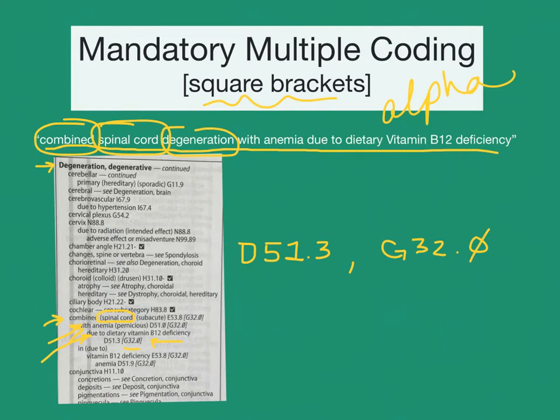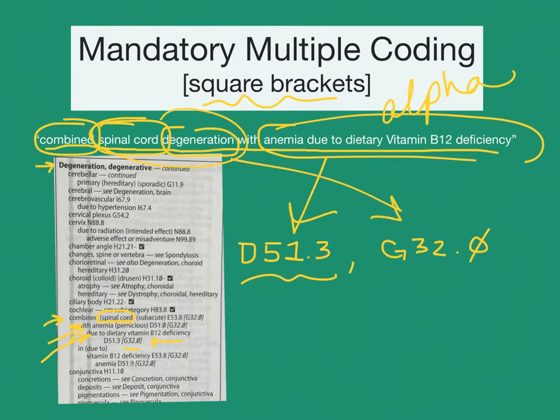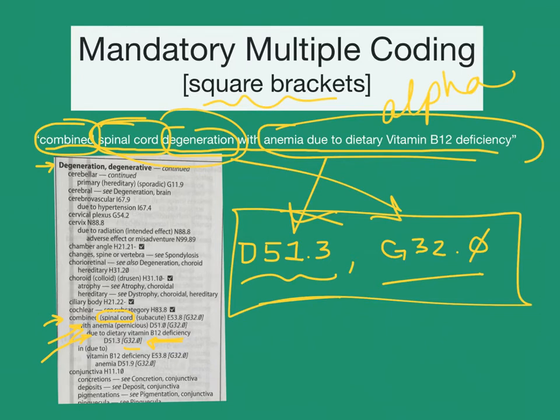G32.0. So the code in the square brackets, the G32, this is how the condition is manifesting itself. So the D51 code is actually the code for the anemia due to the vitamin B12 deficiency, and it's manifesting itself. This condition is manifesting as spinal cord degeneration. So whenever you see two codes listed with the square brackets, you must list both of them, and you must list them in the same order that they're given in the code book. So D51.3 and then G32.0.